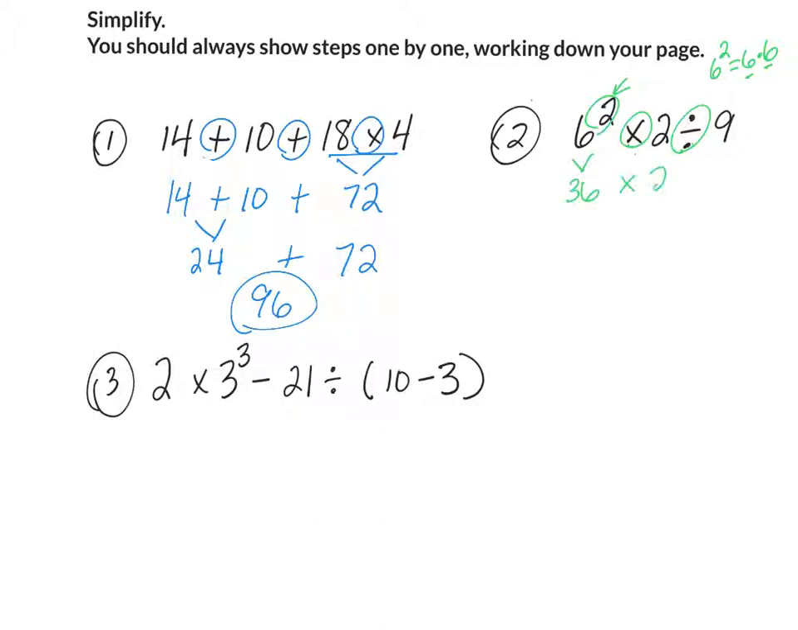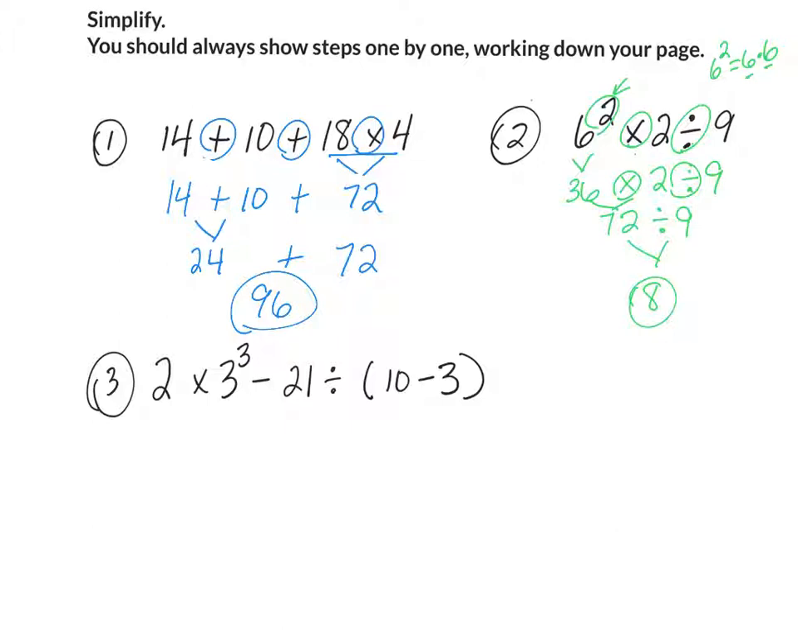I bring down what I have not simplified, and I decide what operation to do next. They're multiplication and division, and these are considered the same step, so I work from left to right. 36 times 2 is 72, divided by 9. Continuing to work down my page, 72 divided by 9 is 8. My simplified expression is 8.